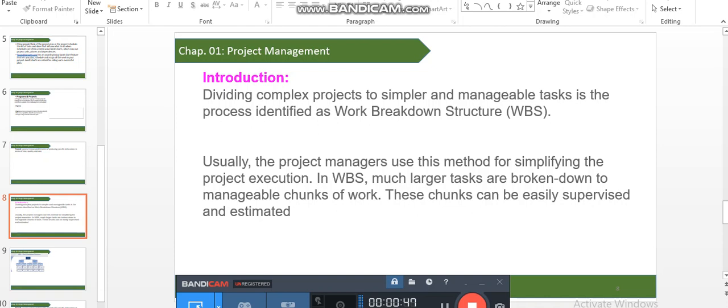So, create work breakdown structure is the process of subdividing project deliverables and project work into smaller, more manageable components. Work breakdown structure is a deliverable-oriented hierarchical decomposition of the work to be executed.